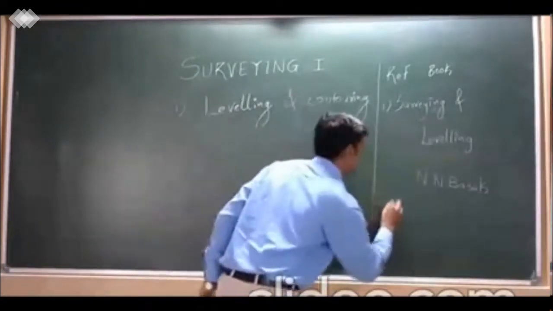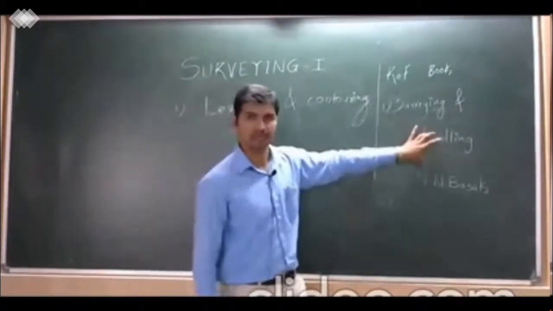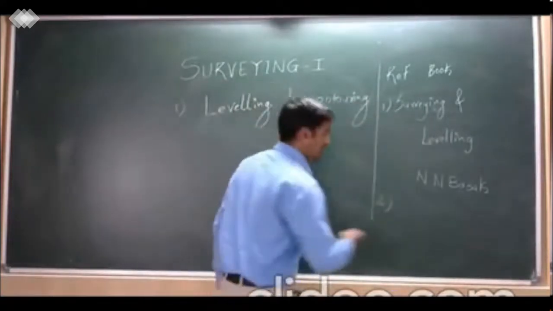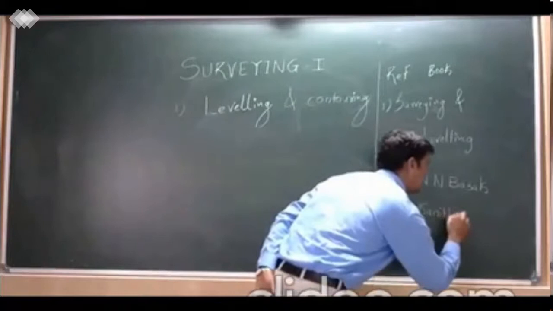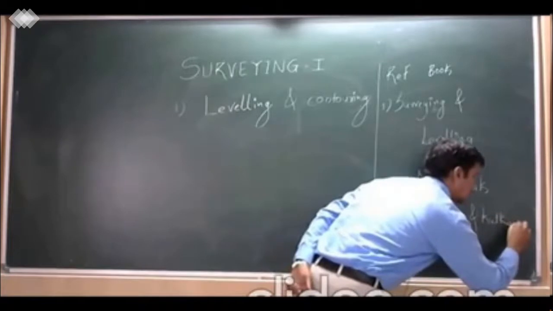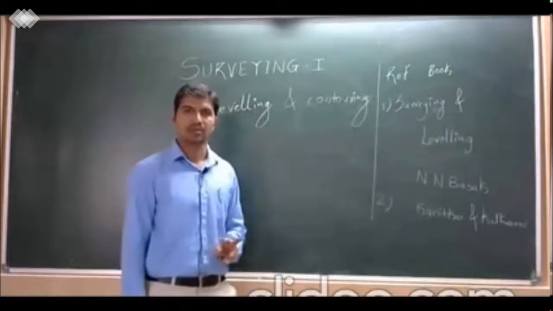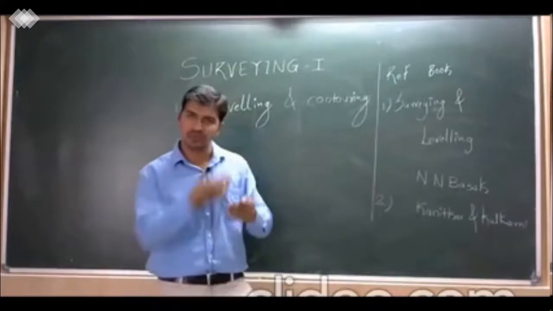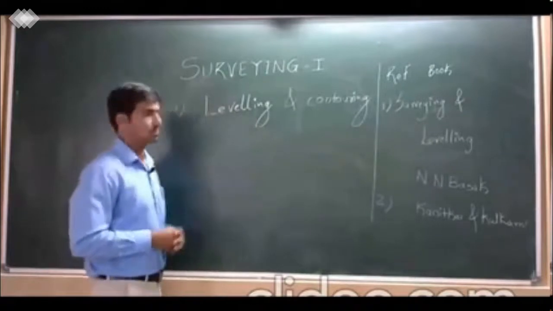Second one is, again, the name of the book will be the same, Surveying and Leveling. Second, I will write only the author. Second author is Kanitkar and Kulkarni. These are the two books. Again, we are having n number of maybe 3, 4, 5 books for reference for this subject, but I prefer these two books for this semester.